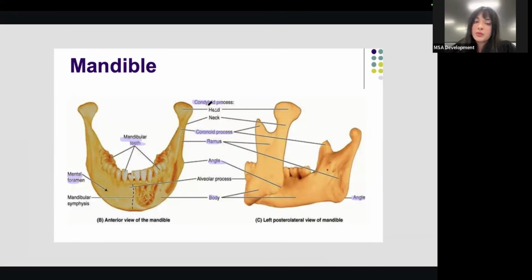Then you have the condyloid process. Okay, so this is like the back of your jaw, where your jaw is attaching to your face. That's the head and that's the neck. And then you have the coronoid process. This is a bit anterior.